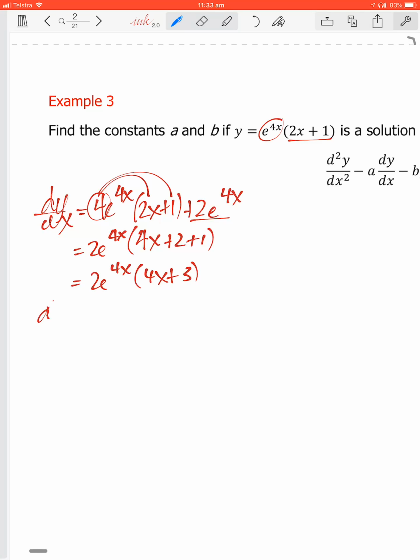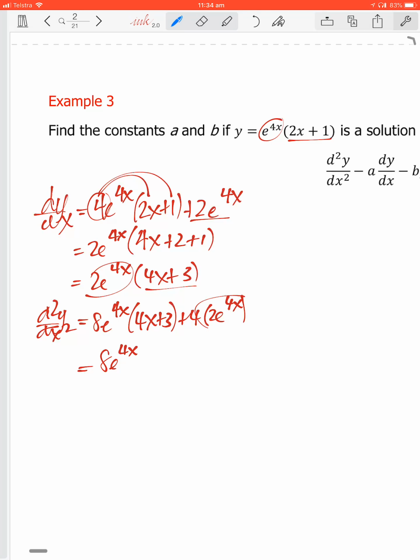Our second derivative, d squared y dx squared, is, let's derive this, 8e to the 4x. Leave this alone, 4x plus 3. Derive this, 4. Leave this alone, 2e to the 4x. Okay, we've got 8e to the 4x we can take out as a common factor. We're left with 4x plus 3 plus another 1 plus 4, which of course we could take a 4 out as a common factor. So 32e to the 4x, x plus 1.